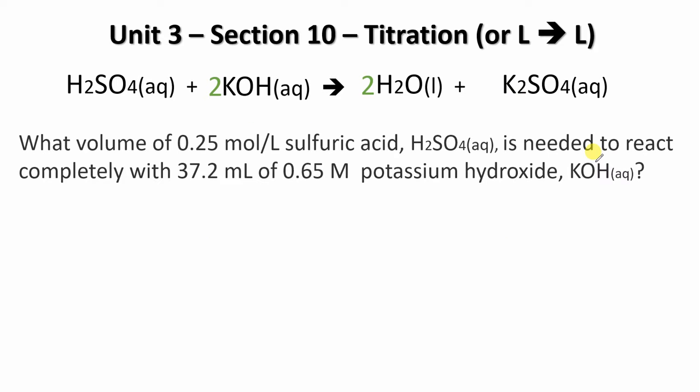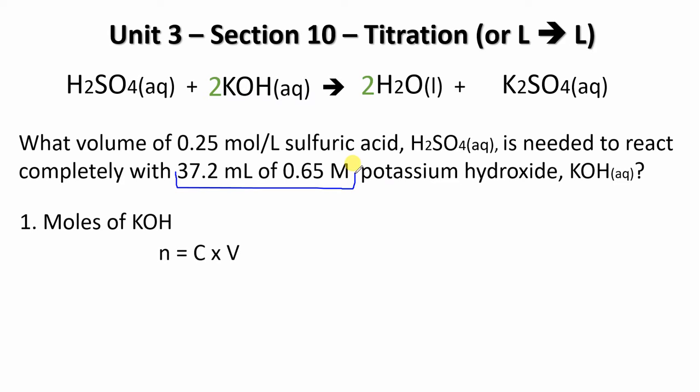So there's our question again, and you'll notice that we've got a volume and a concentration with respect to the potassium hydroxide. So that's going to be our first step. We're going to find the moles of the potassium hydroxide. So n equals C times V. We can pull the C right out of the question. There is our concentration. And then we've got our volume.